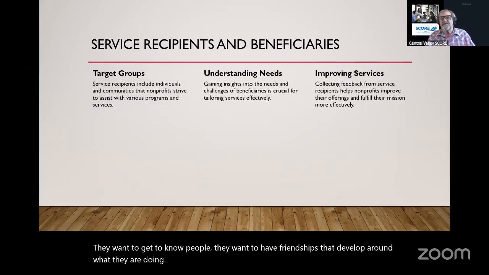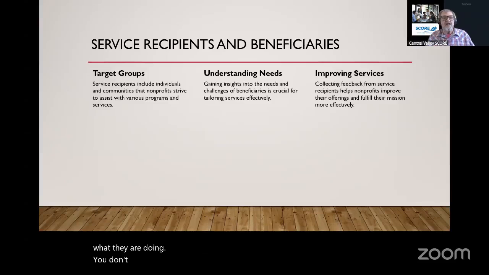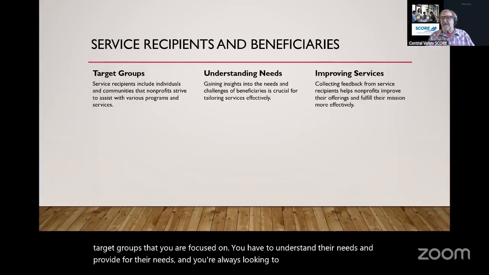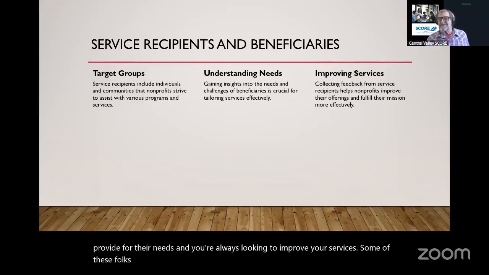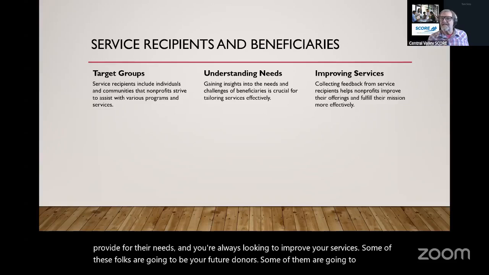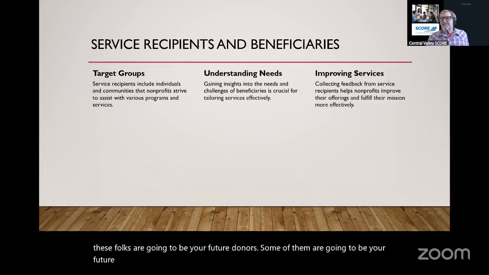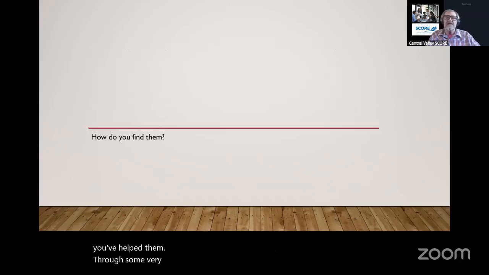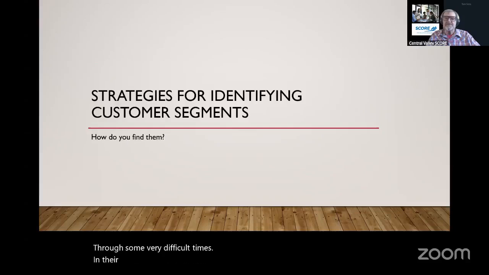You don't exist without people to serve and causes to serve. And so there are certain target groups that you are focused on. You have to understand their needs and provide for their needs. And you're always looking to improve your services. Some of these folks are going to be your future donors. Some of them are going to be your future volunteers. They're all going to give testimony to what you are doing and how you've helped them through some very difficult times in their lives, perhaps, or through some opportune times.